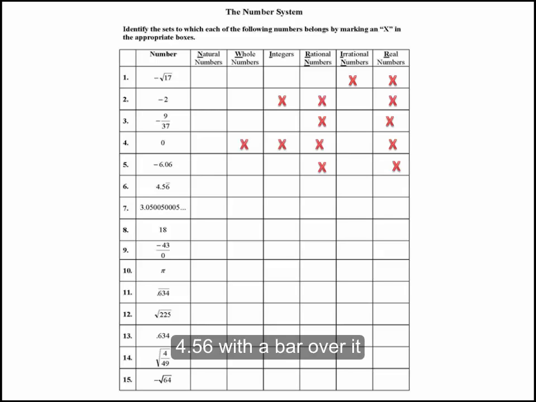4.56 with a bar over it. Now this bar indicates that the decimal repeats.